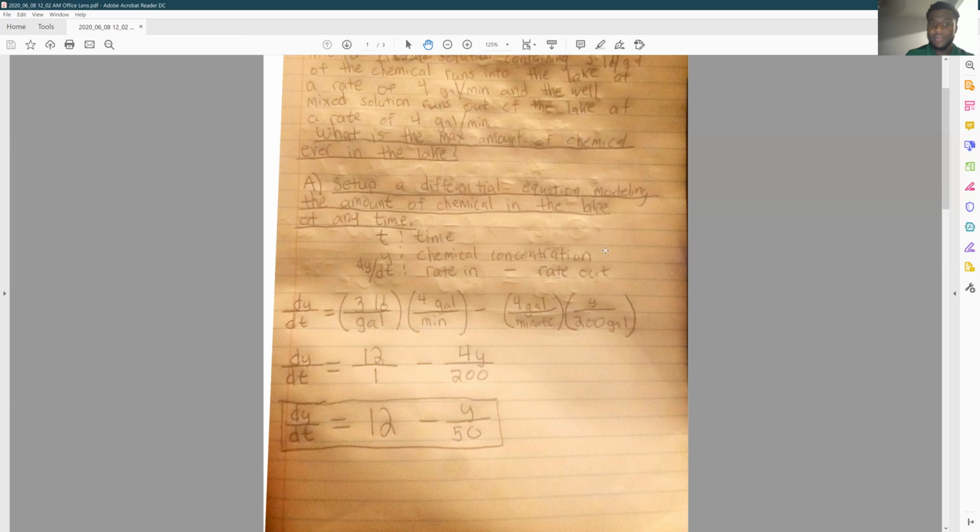So by multiplying the 3 by 4, we get the 12 over 1. And then we do the 4Y, 4 times the Y over the 200 gallons. We get 12 over 1 minus 4Y over 200. And when you simplify that, we end up with our differential equation of Y prime equals 12 minus Y over 50.